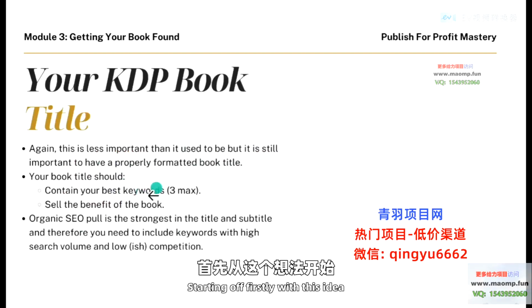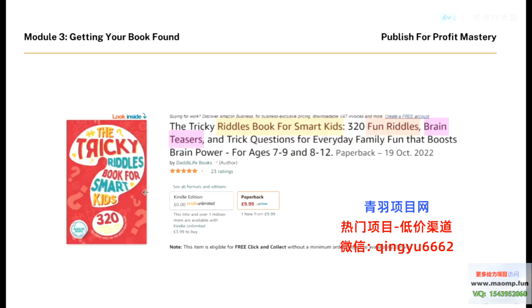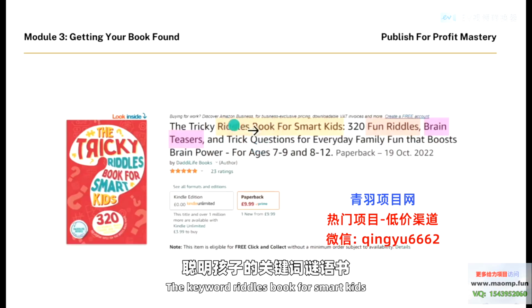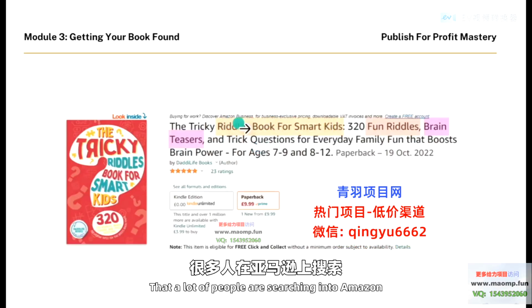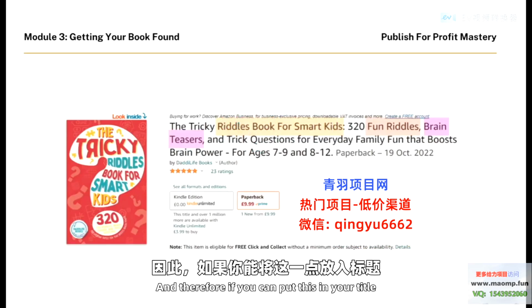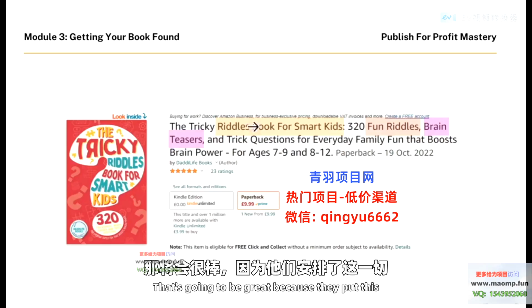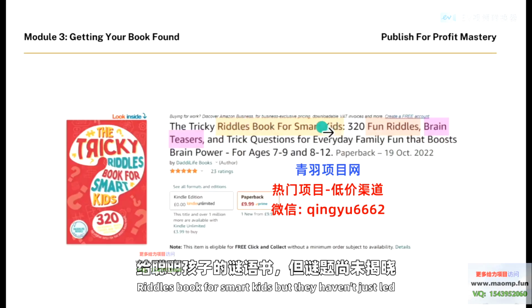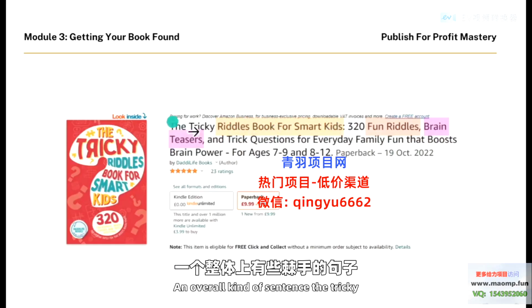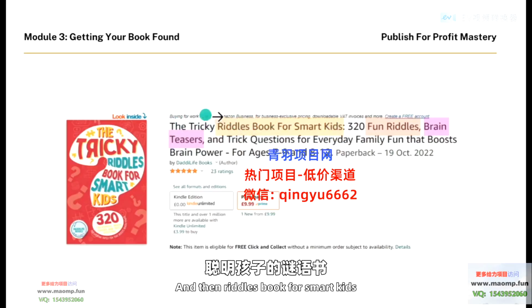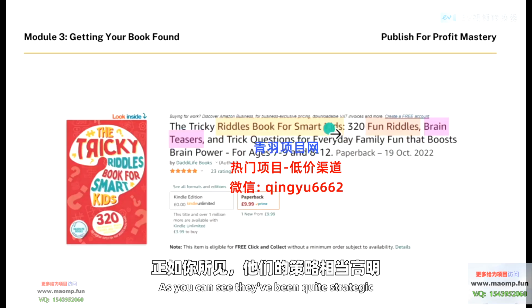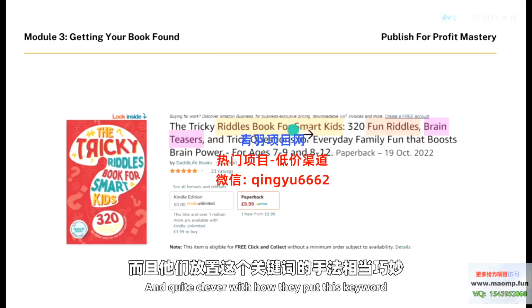Starting off firstly with this idea of containing your best keywords. As you can see here, they've got the keyword riddles book for smart kids. This is going to be a keyword that a lot of people are searching into Amazon. And therefore, if you can put this in your title, that's going to be great. They put this riddles book for smart kids, but they haven't just led with just this. They've tied it into an overall sentence, the tricky, and then riddles book for smart kids. So as you can see, they've been quite strategic and quite clever with how they put this keyword into their title.